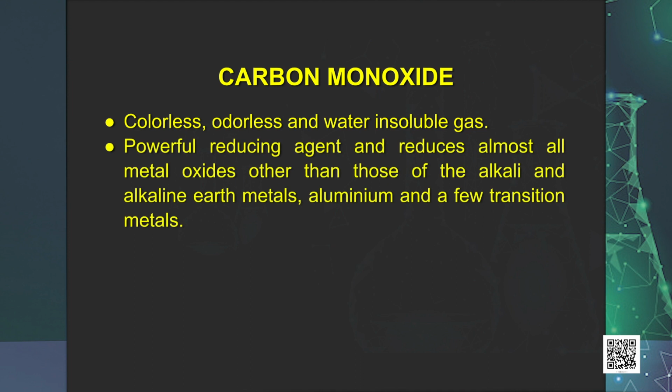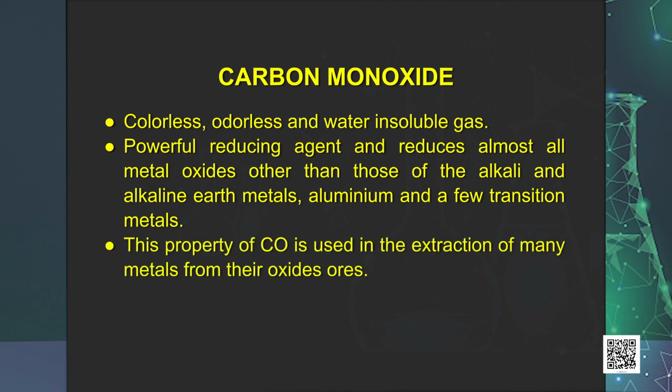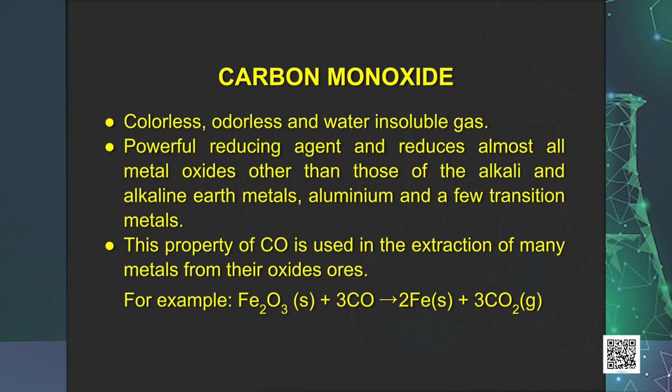It is a powerful reducing agent and reduces almost all metal oxides other than those of the alkali and alkaline earth metals, aluminium and a few transition metals. This property of CO is used in the extraction of many metals from their oxide ores. For example, Fe2O3 in solid state plus 3CO giving 2Fe in solid state plus 3CO2 in gas phase. ZnO in solid phase plus CO in gas giving Zn in solid form plus CO2 as gas.